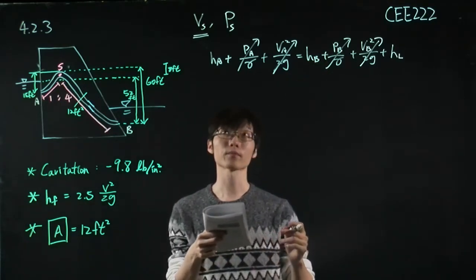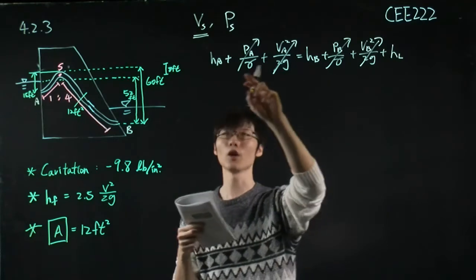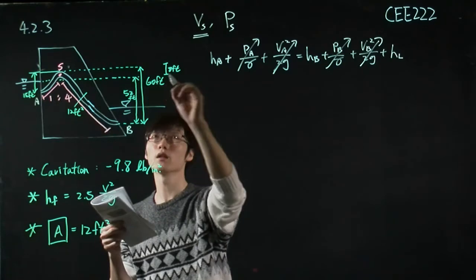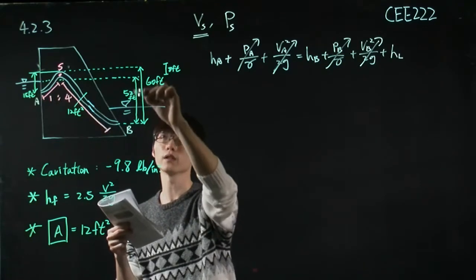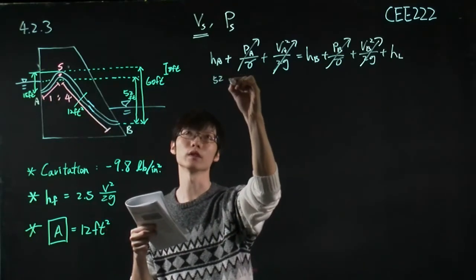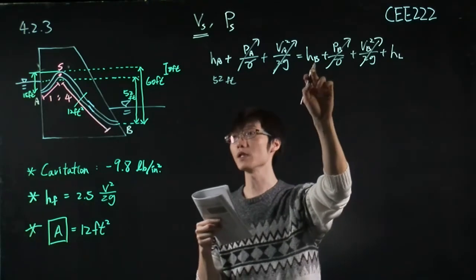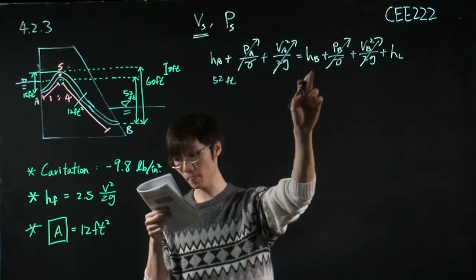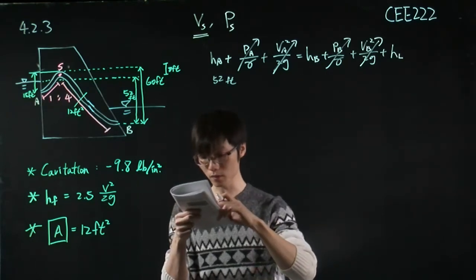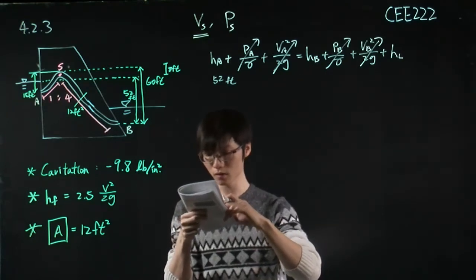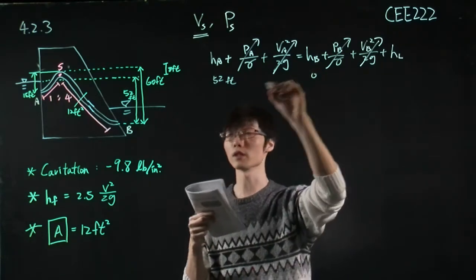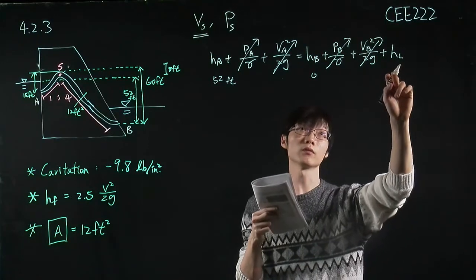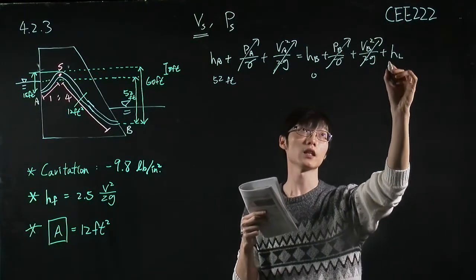Then we know H_A, which is 52 here, so this is 52 feet. H_B is 0 because we select H_B as the datum. So we know the value for this head loss.